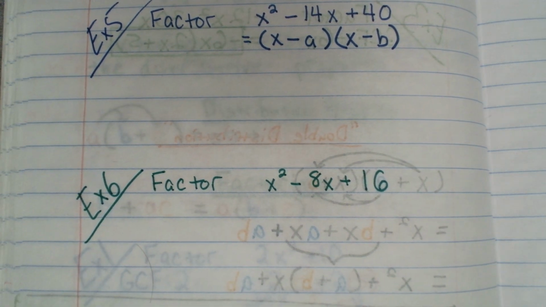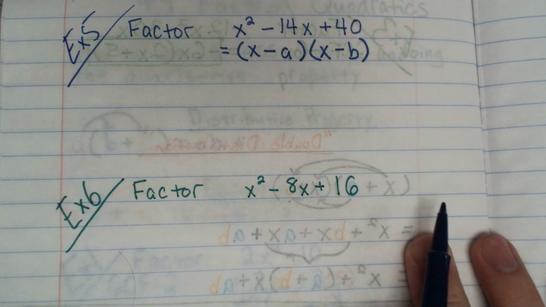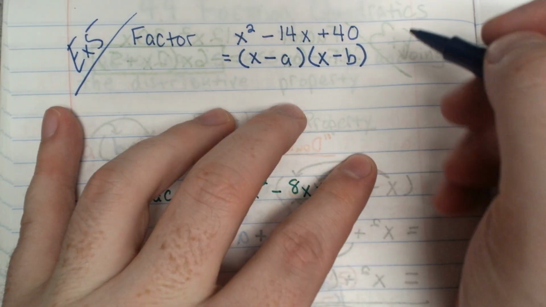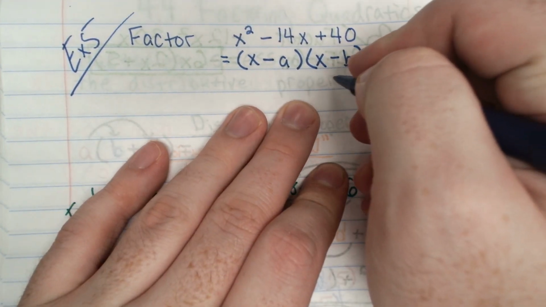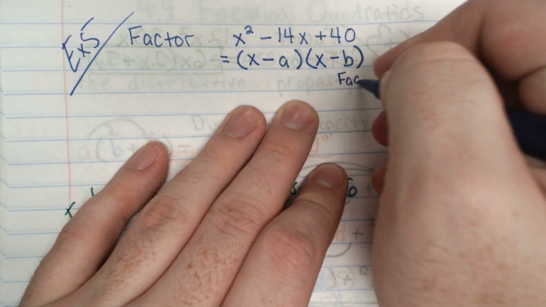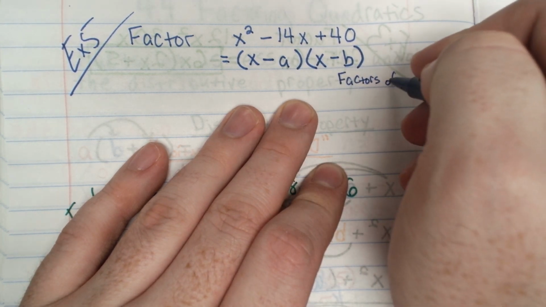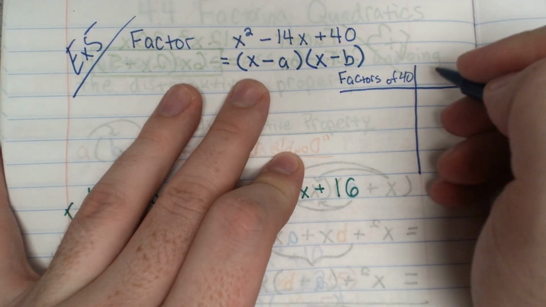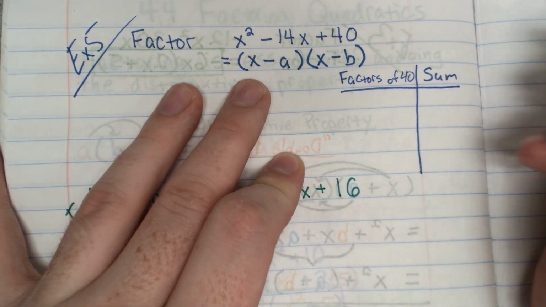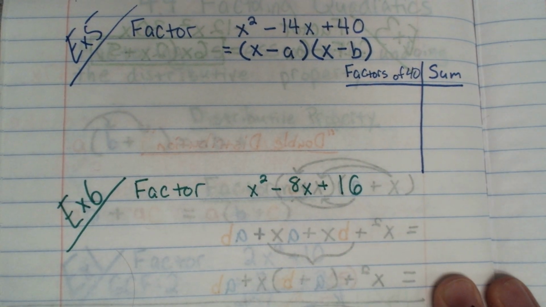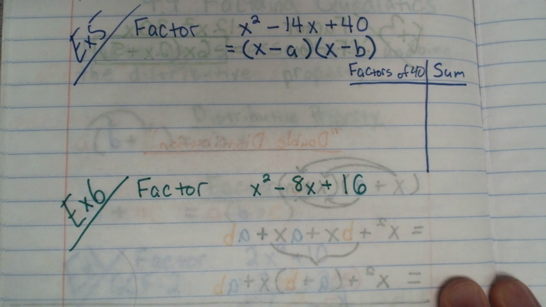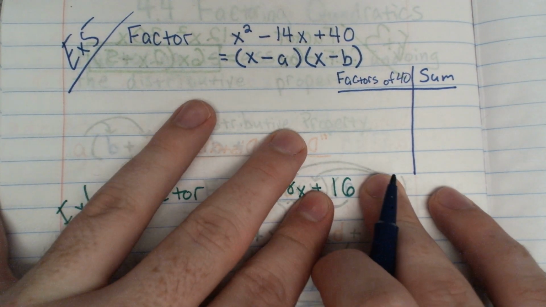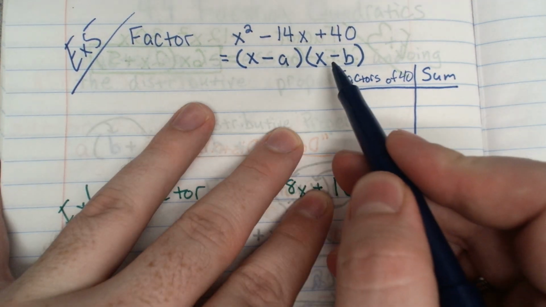And now, again, you do not have to make this table if you're going to be able to figure out those numbers that would work. But I'm going to make one. So factors of 40. And then we're going to have the sum over here. If you can find the factors that work without making a list, go right on ahead. But if you have to, this is a good way to do it. So two numbers that multiply together to get 40. And again, they both need to be negative.